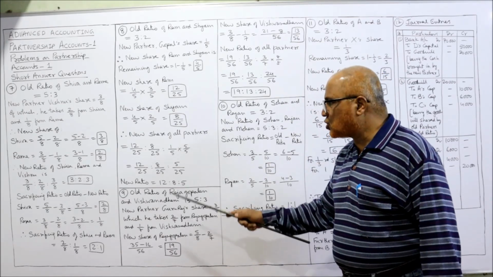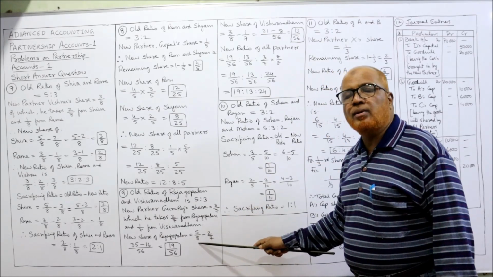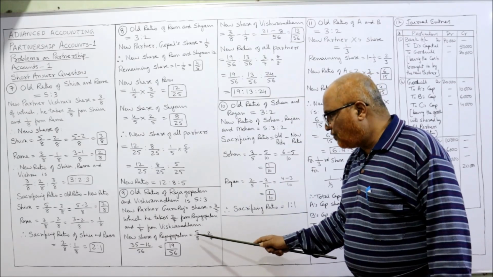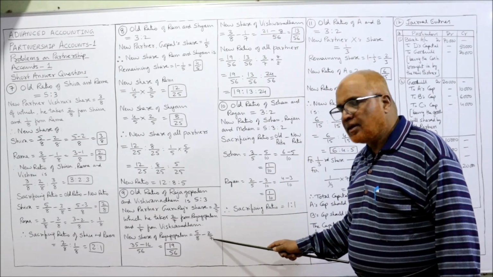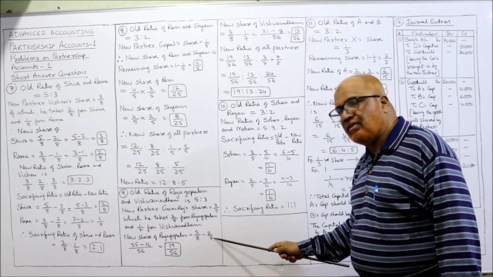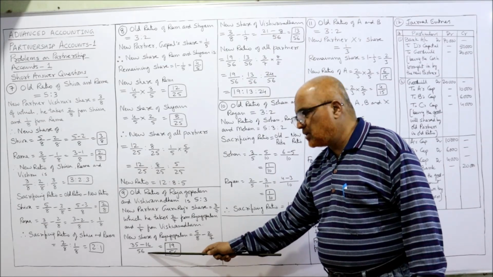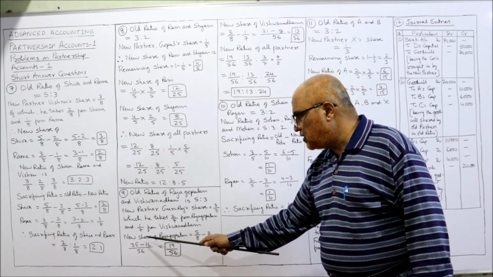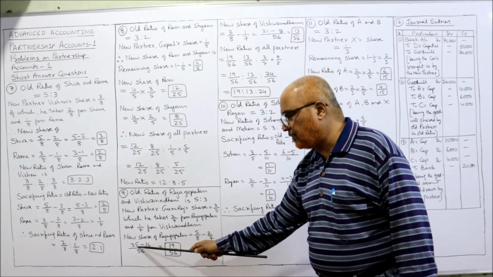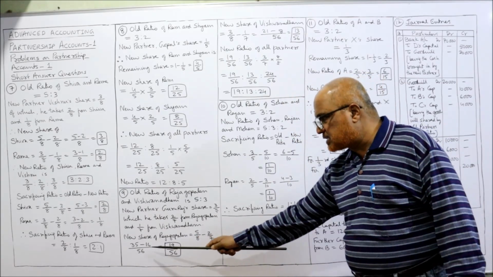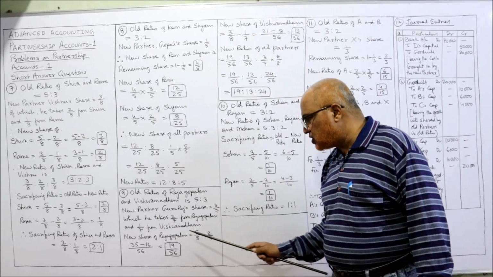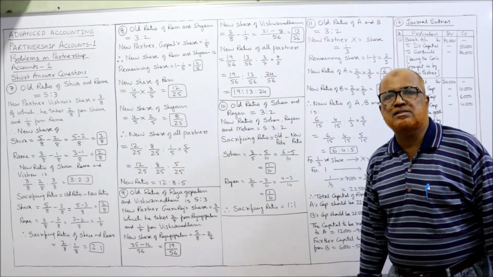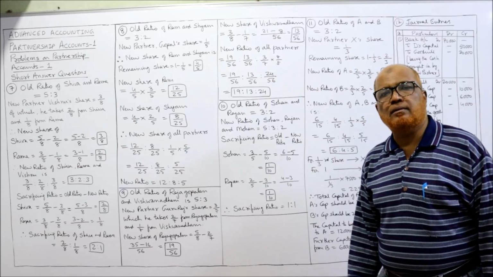Now we need the new ratio of Rajagopalan. What is the old ratio of Rajagopalan? 5/8. How much share is he surrendering to the new partner Gururaj? 2/7. So 5/8 minus 2/7. If you take the LCM, 8 sevens are 56. Now, how many times does 8 go into 56? 7 times. 7 into 5, 7 fives are 35. Similarly, how many times does 7 go into 56? 8 times. 8 into 2, 16. So 35 minus 16, 19/56 is the new ratio of Rajagopalan.